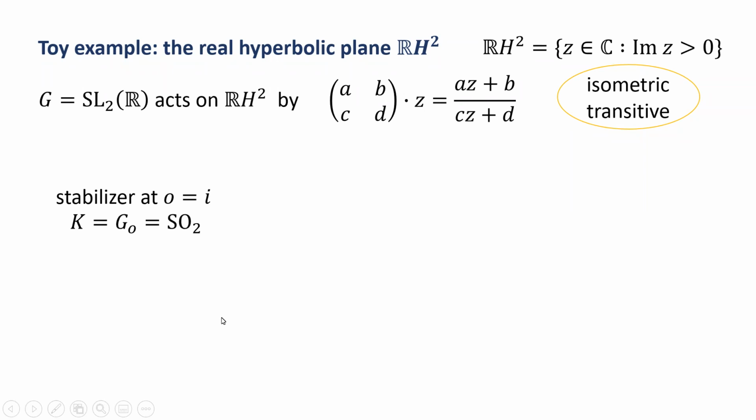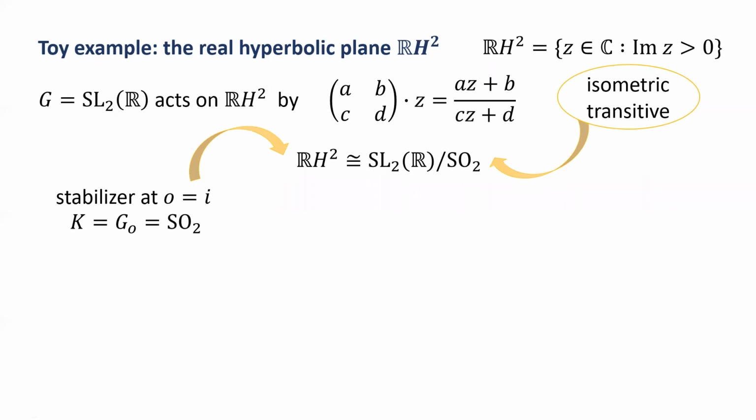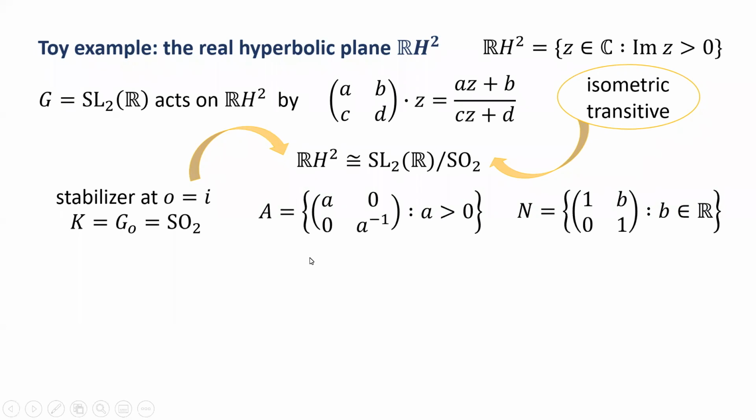We can compute the stabilizer at some base point, say the imaginary unit, and it's easy to see that it is the group SO(2). So you have this description of the hyperbolic plane as a homogeneous space. Indeed, this is a symmetric pair, SL(2,R) over SO(2). I will consider two more one-dimensional groups.